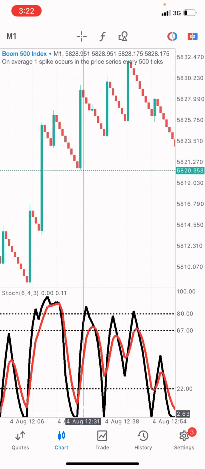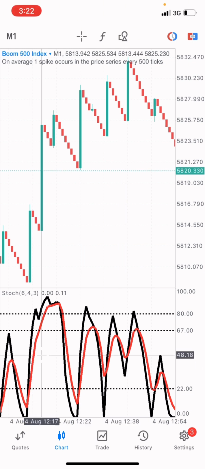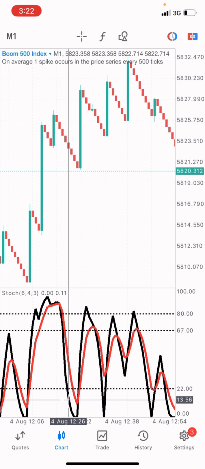If you want to be on the safer side on the market, all you need to do is to wait until this black line has gotten below the level of 20.